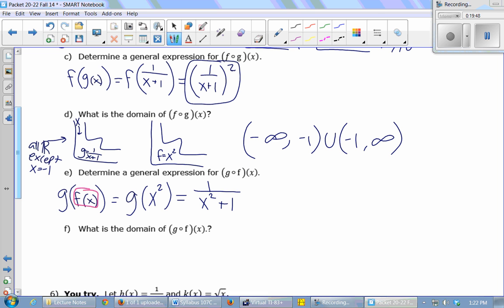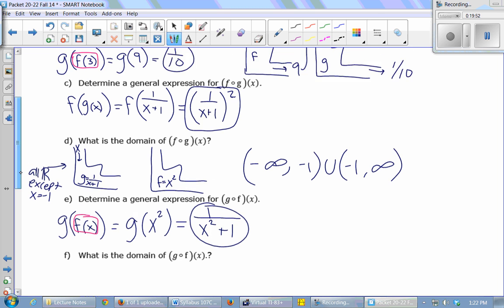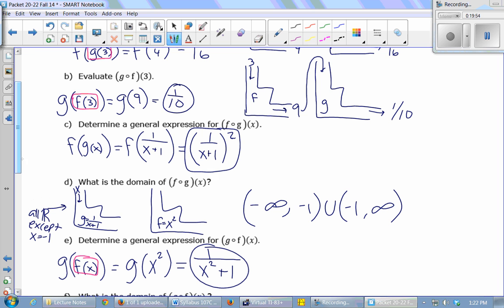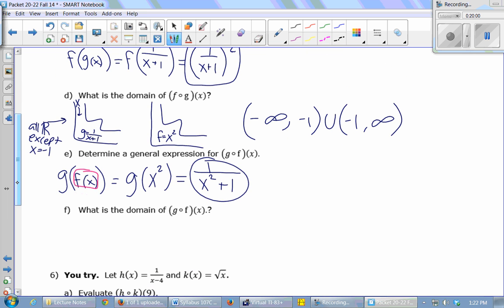Does that make sense? Let's see if it gives us the same result as the successive machines. The successive machine says if you plug in a 3, you should get a 1/10. If I plug 3 into this formula, what do I get? 1/10. Okay, so that formula makes sense.